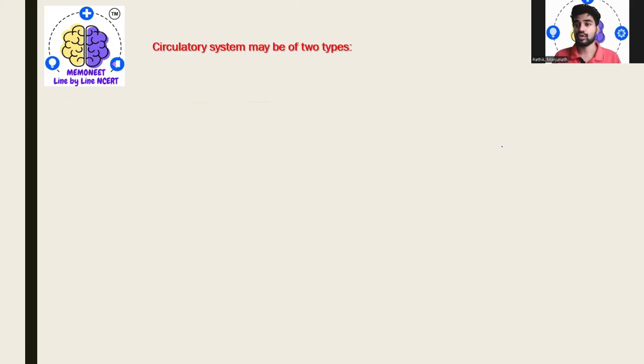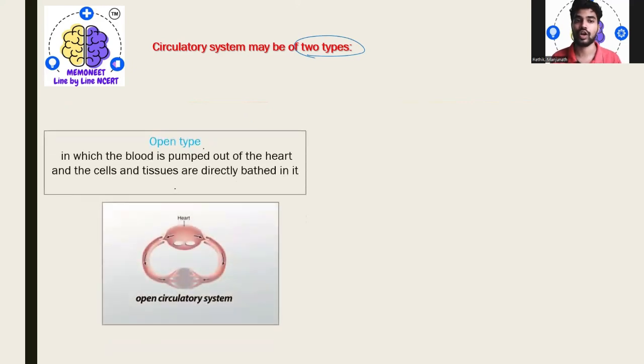Next, as I told you, circulation is actually seen in organ systems, right? Even in circulation, there are two types. One is the open circulatory system, or open type of circulation. Here, the blood is pumped out of the heart and the cells and tissues are bathed directly. We need to specify this word here. Remember, imagine the blood is pumped out of the heart and whatever cells and tissues there are, they are bathed directly.